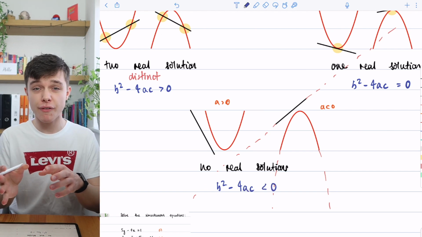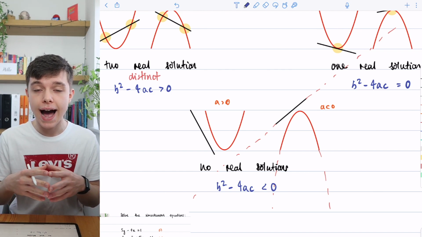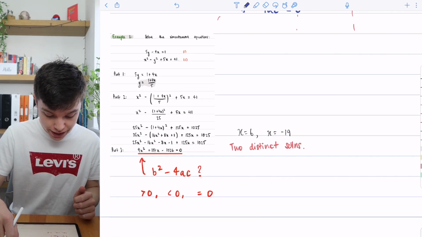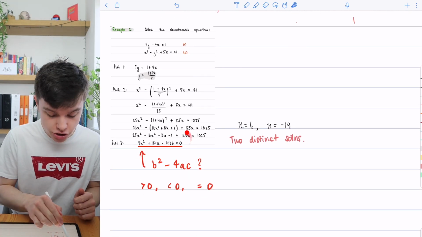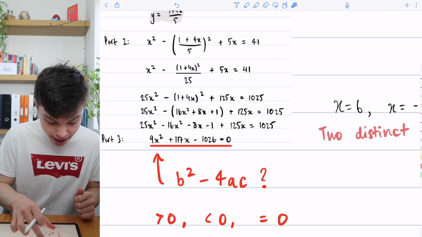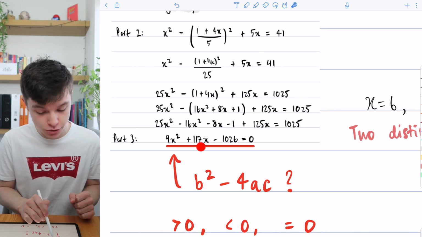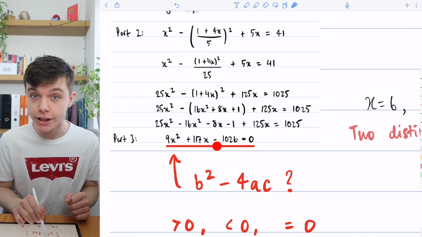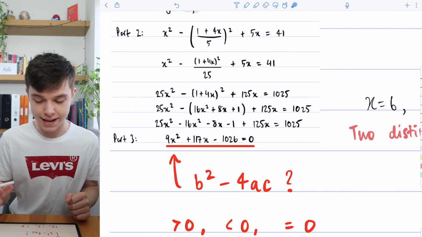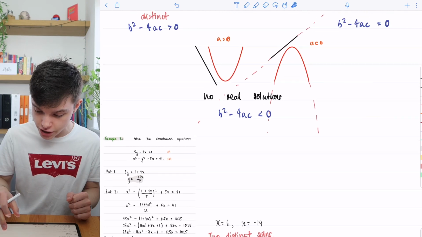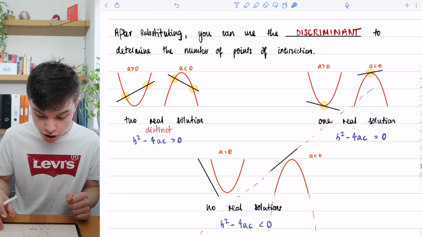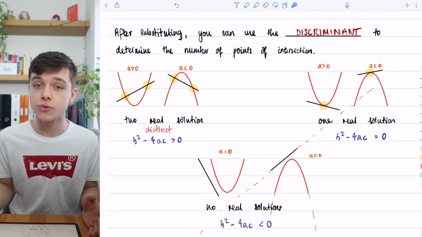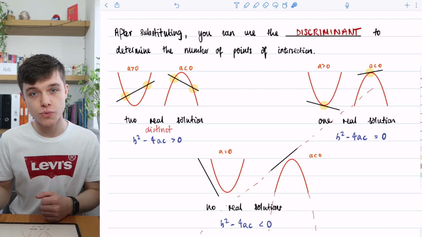And b squared minus 4ac is the discriminant, and we take the a, b and c from the quadratic that we get after we have substituted. In this case, a would be equal to 9, b would be equal to 117, and c would be equal to minus 1026. If you want to take a screenshot of that or pause there, you can. That will help us to understand how many points of intersection we have and then how many solutions we have.